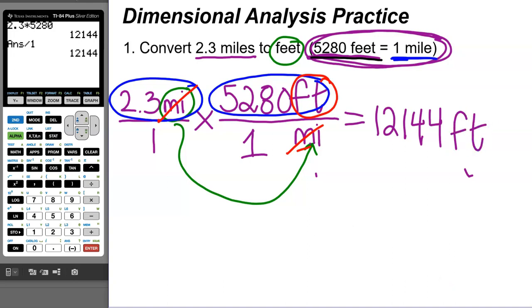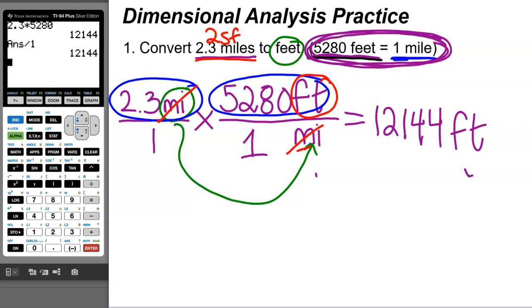Now our last step is to check on our significant figures. When we're checking significant figures, we want to look at the given value. We don't want to look at our conversion factors, which is this equivalency information. For significant figures, we want to look only at the given value in the problem. And remember, our given value is 2.3 miles. So we want our answer to have the same number of significant figures as our given value. 2.3 miles has 2 significant figures, so we need our answer over here to also have 2 significant figures.